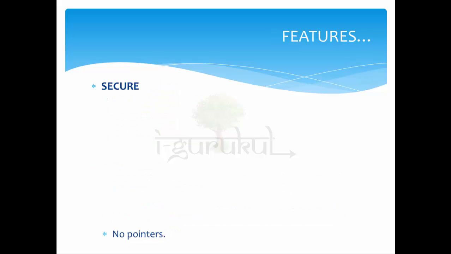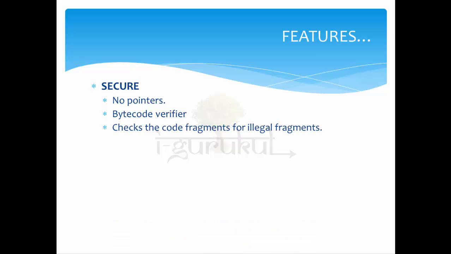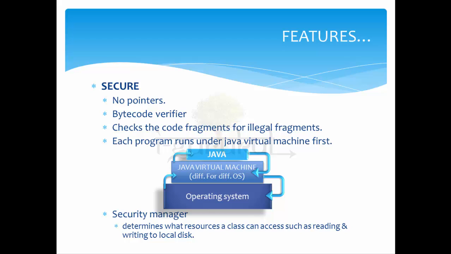Another important feature is that it is secure. Java does not use pointers, so there is no direct access to your memory location. Bytecode verifier: that means when your file is compiled and converted into bytecode, it is verified. Any illegal fragments will be eliminated or it will throw an error. Each program runs under the Java virtual machine first. That means there is no direct link of your program to your operating system. It will first be converted into bytecode and the Java virtual machine will then interpret the code. And the last and important one is the security manager. That means it determines which resource a class can access, such as reading or writing to the local disk.